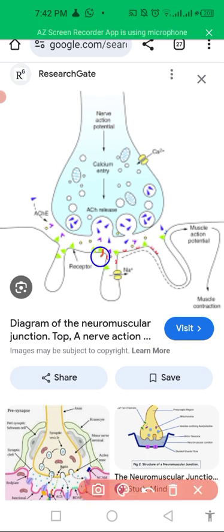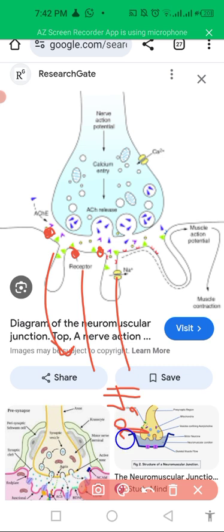Another one is atracurium. Atracurium binds with the postsynaptic membrane and is inactive. It does not cause depolarization. That's why they are called non-depolarizing agents. Their side effect is histamine release and hypotension. So we have to memorize this.